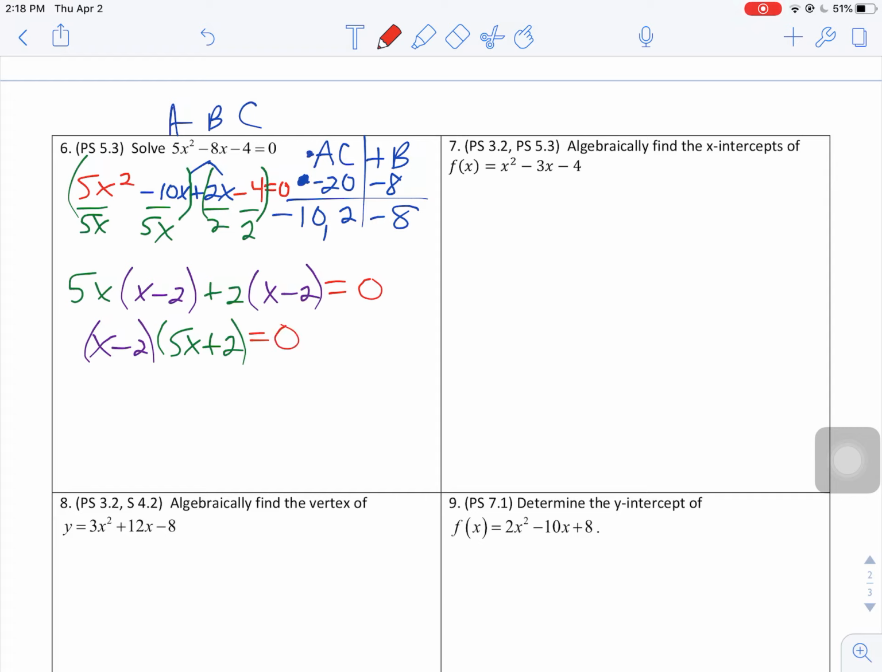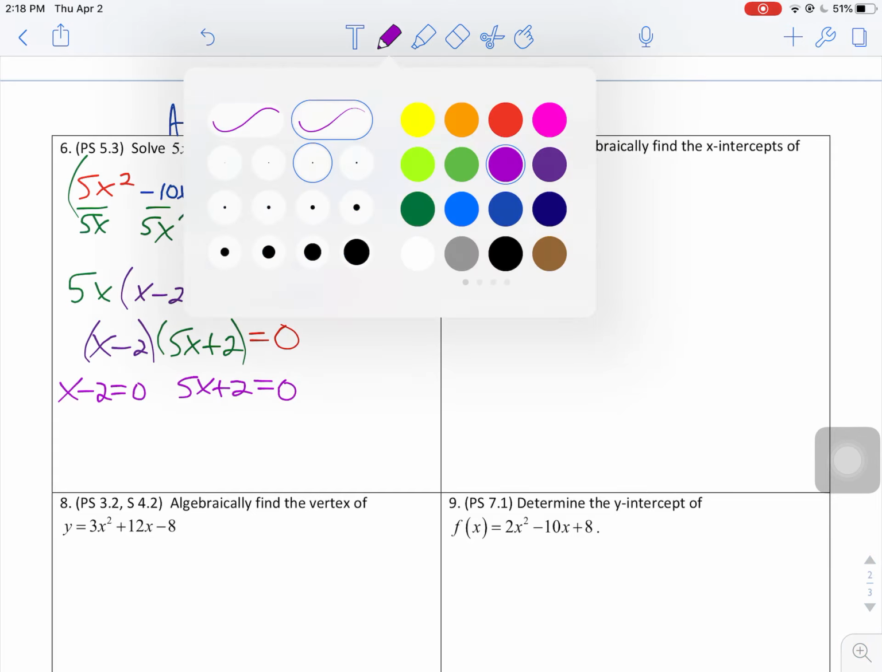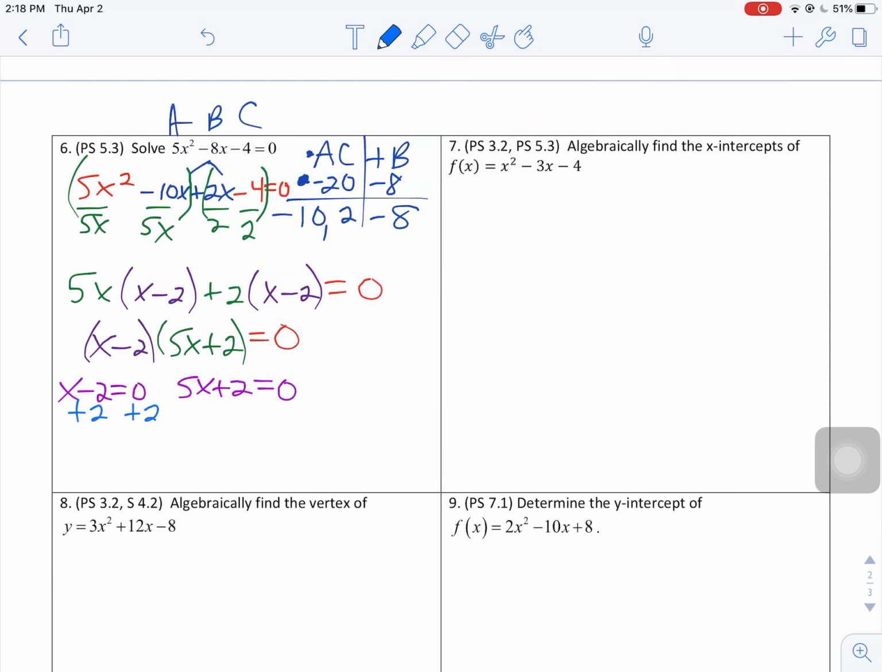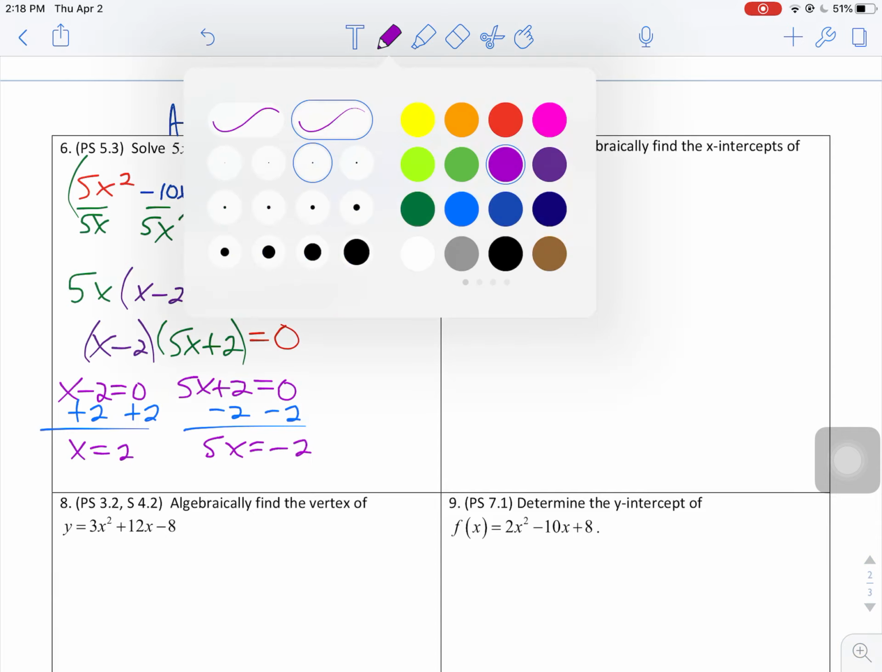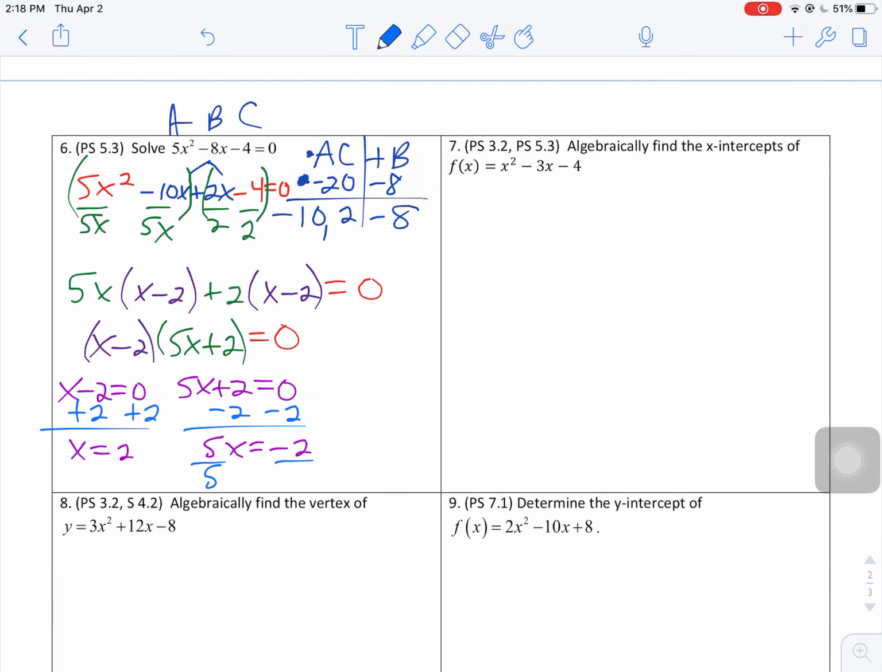So at this point, we've factored, so we want to set each factor equal to 0 and solve for x. So x minus 2 equals 0, 5x plus 2 equals 0, and then you just do normal equation solving. So that first equation is really, really short. It's just a one-step equation. And then that second equation is a little bit longer. I think it's 2 steps. So divide by 5, divide by 5. So x equals -2/5, and x equals 2.